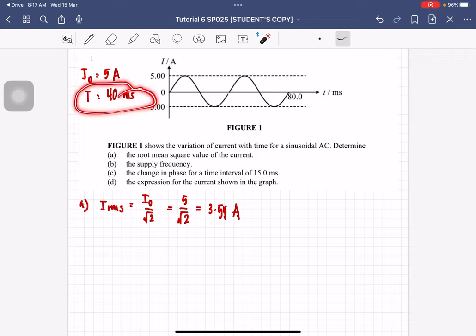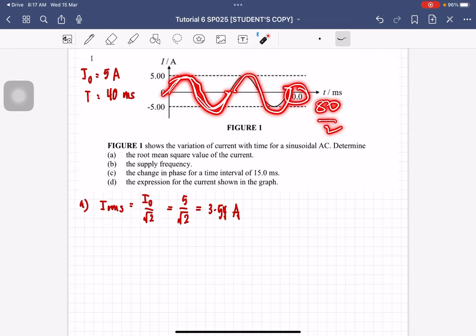All right, so I hope you're not confused on how I got 40 milliseconds here. If you look, we can divide this by 2 because period is the time to complete one cycle. So this is one cycle, this is one cycle. So there are two cycles, 80 divided by 2 will give you 40. So that is basically 40 milliseconds.